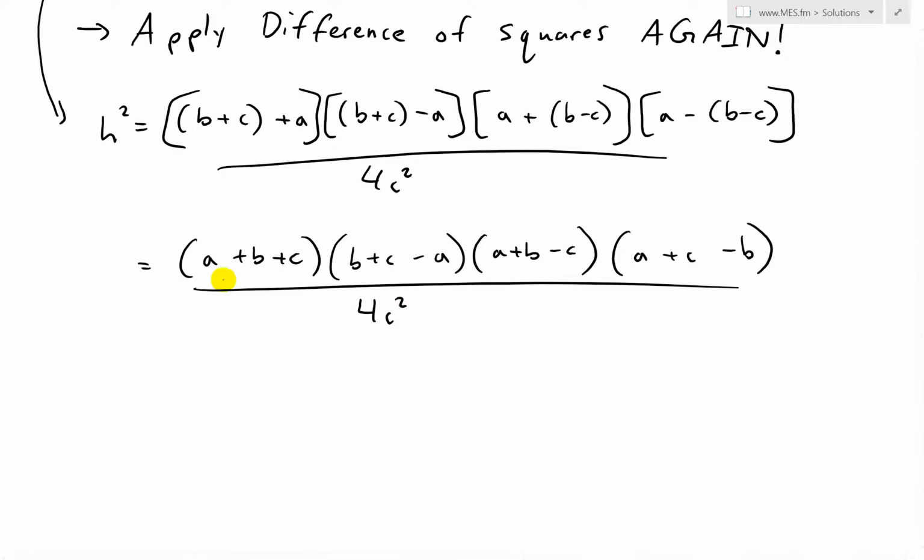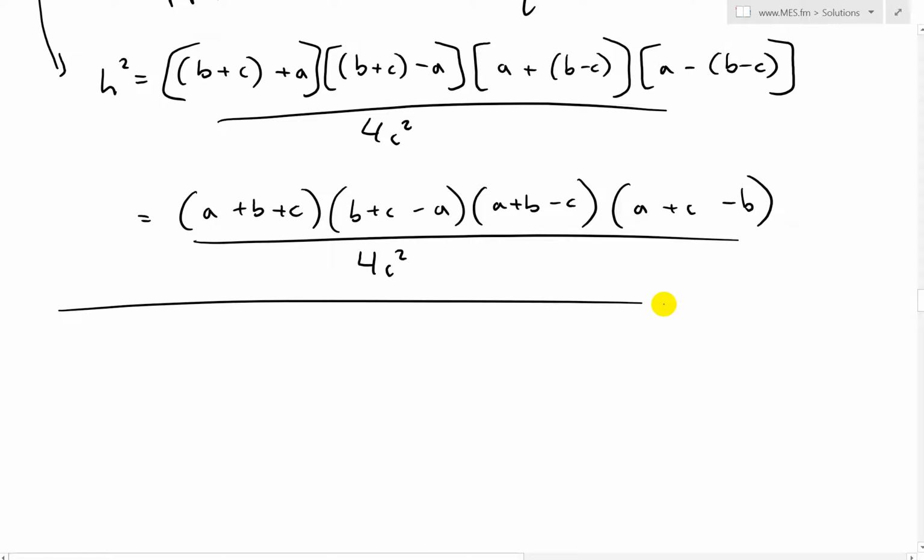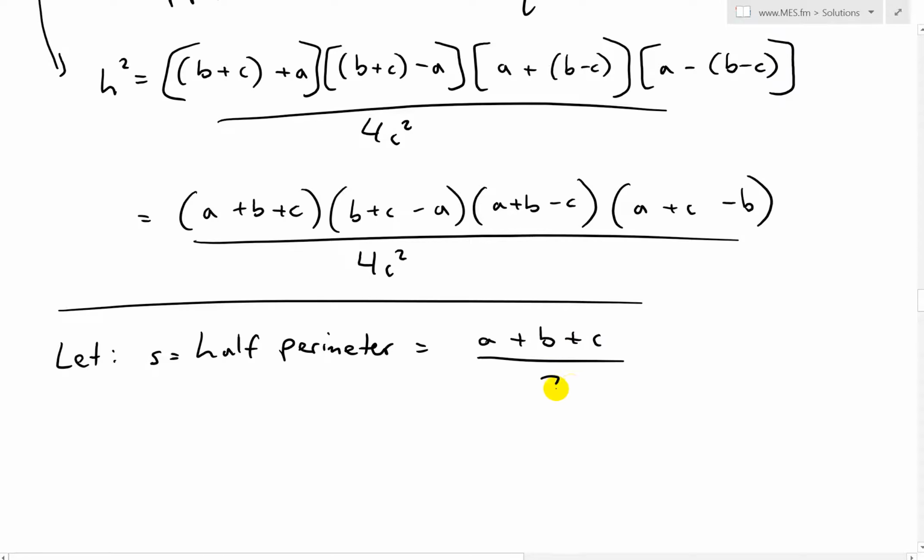And now notice we have this a plus b plus c term over there. So what I'll do is I'm going to let s equal the half perimeter, just define it like that so it's easier in the calculation. So it's going to be a plus b plus c, which is the full perimeter, divided by 2.